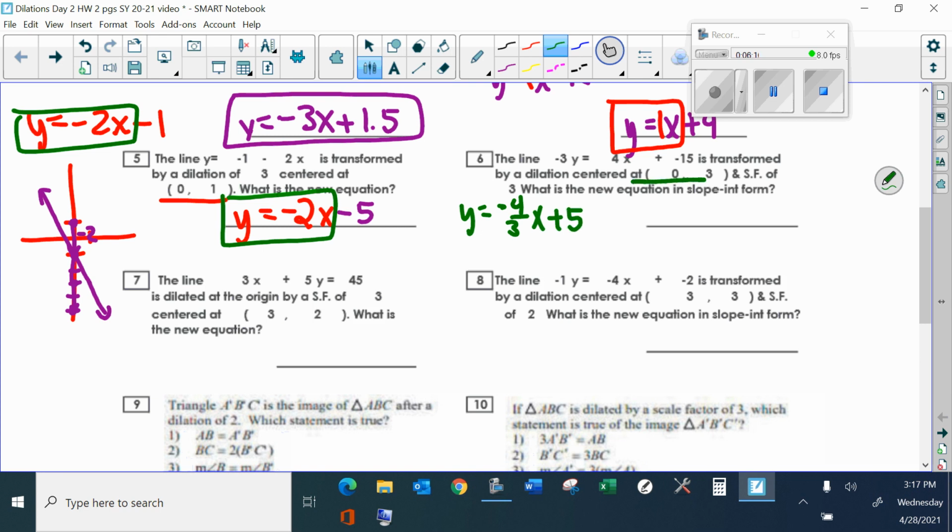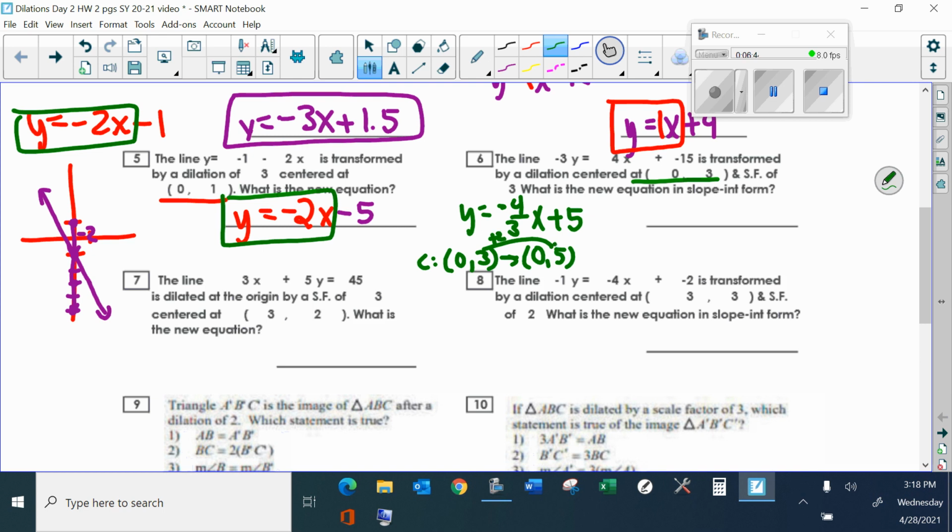Again, this is not centered at the origin. It's centered at 0, 3. So I can ask myself, how far is 0, 3 from 0, 5? Remember, this is going to cross the y-axis at 0, 5. And my center is 0, 3. So how far did it take me to go from 0, 3 to 0, 5? I went up 2.